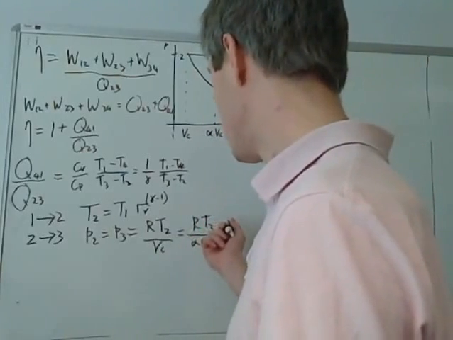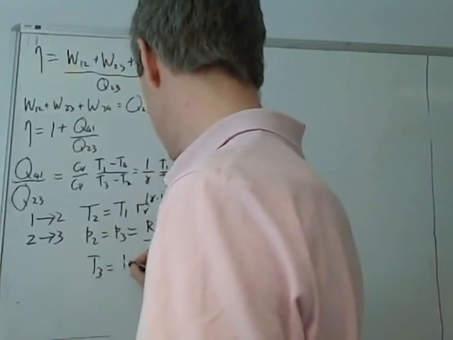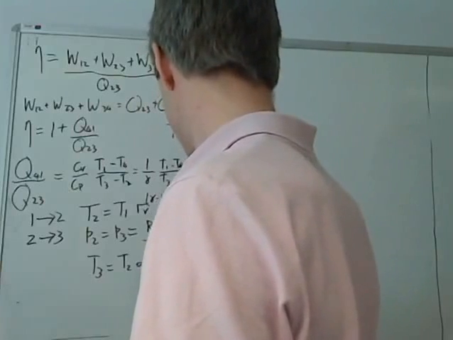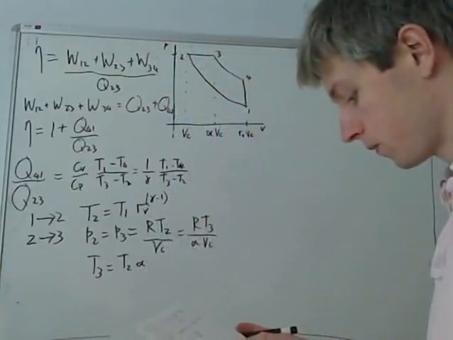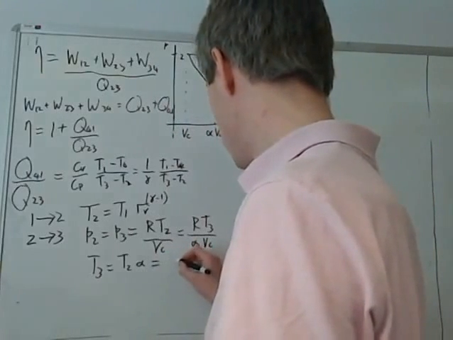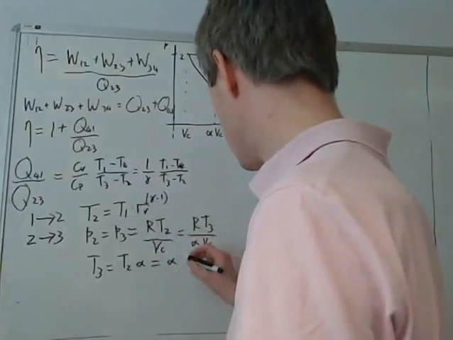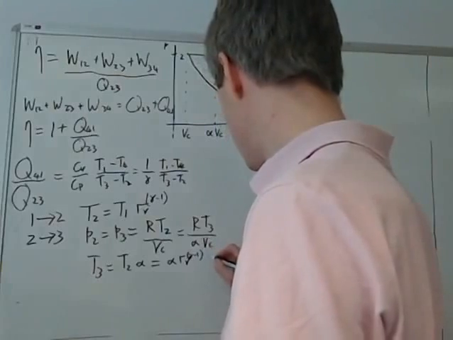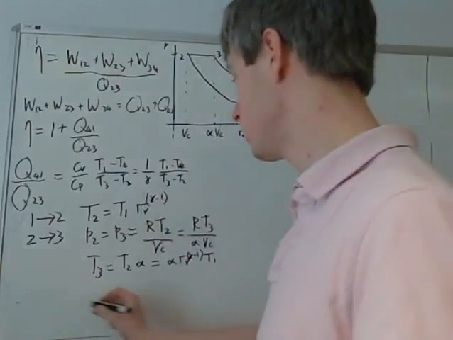Rearranging that to find what T3 is, T3 is equal to T2 times alpha. That's it. And that's equal to alpha times the value of T2, which is RV to the gamma minus 1 times T1. So I've just substituted in the value for T1 there.